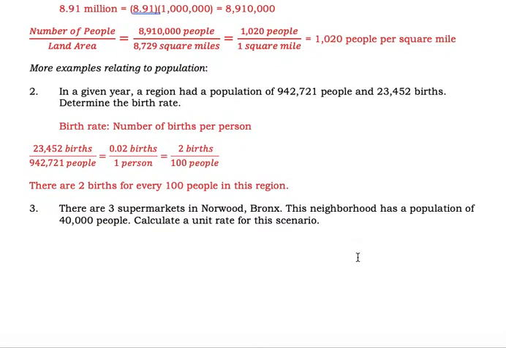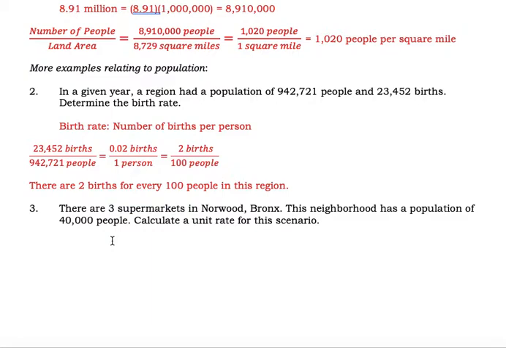So let's look at one more population rate problem. This problem says there are 3 supermarkets in Norwood, Bronx. This neighborhood has a population of 40,000 people. Calculate a unit rate for this scenario. So again, we're looking at population of people, but this time we're comparing population to resources that are provided to those people. And the resources we're referring to are supermarkets.